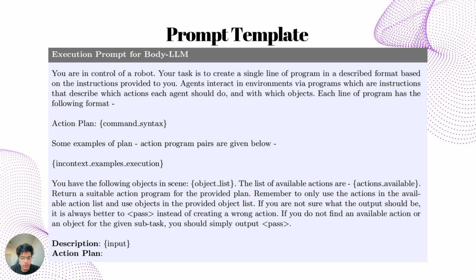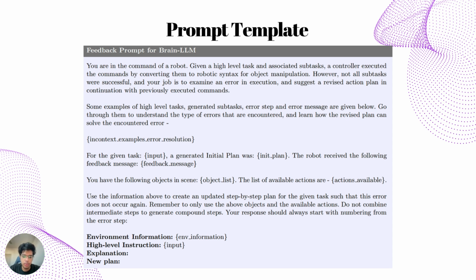Then we also have in context learning examples, like we did in the previous brain LLM template, using the few shot method to make the LLM understand better what needs to be done. Finally, we have the feedback prompt. This kicks in when something goes wrong during the task execution. If an error happens, like if an action fails, the feedback prompt informs the brain LLM about what went wrong and asks it to update its plan accordingly.